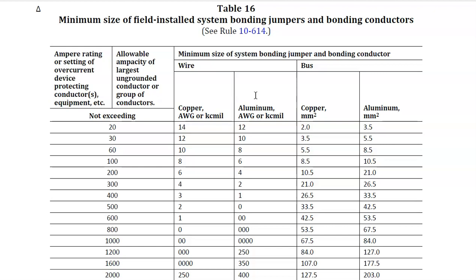Okay, I want to take a look at the top of the left-hand column over here. This section right over there. It says not exceeding, and then it's going to say either not exceeding the ampere rating or setting of the overcurrent device, or the allowable ampacity of the largest ungrounded conductor or group of conductors. Note that it is both of these, meaning that if I had 500 amp conductors and a 400 amp overcurrent device, I would be looking at the 500 amp conductors as the value not being exceeded. You pick the largest of those.